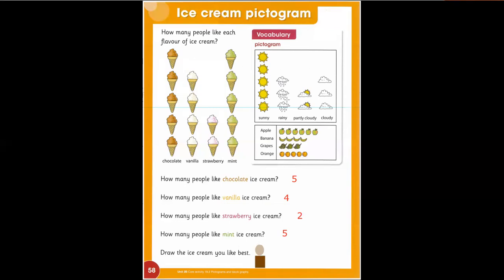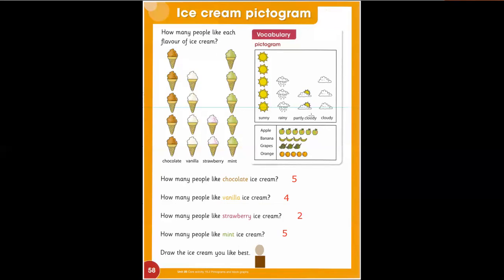Okay, now we have another graph that is called a pictogram graph, and it is telling us about the weather. How many days will it be sunny? Sunny means when the sun comes out. 1, 2, 3, 4, 5. 5 days we are going to have sunny weather.